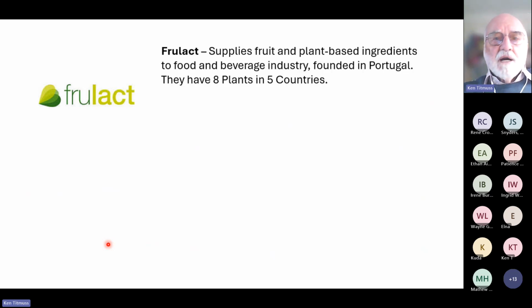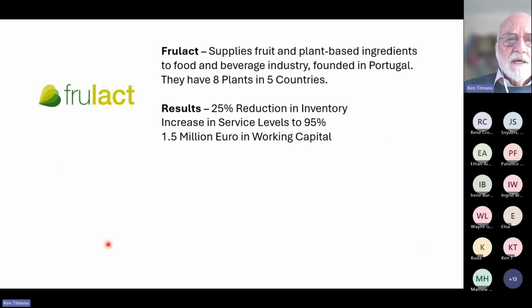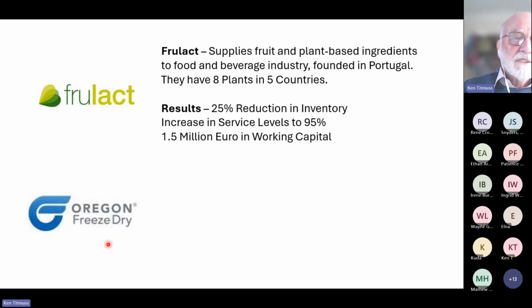So let's look at a few food industries and what they've achieved. Fruitlac. This is a company founded in Portugal. They've got 8 plants in 5 countries. They found they got a 25% reduction in inventory, and they increased their service levels to 95% and took out 1.5 million euros in working capital by reducing their inventories.